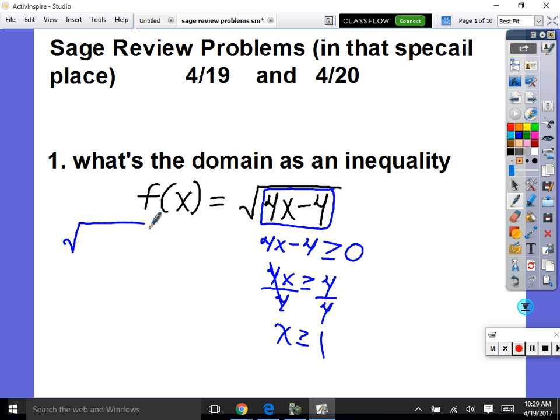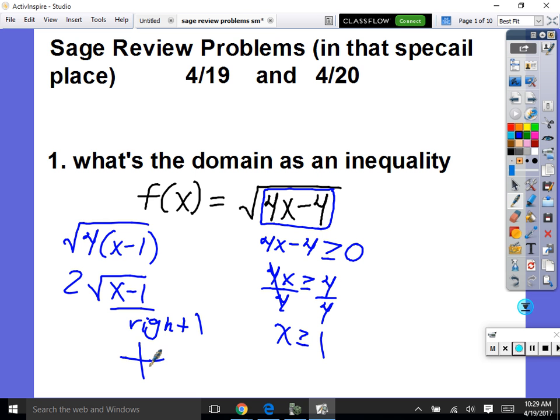Wouldn't we factor out a 4? Left would be x minus 1, correct? You guys see what I did there? So that's 2 square roots of x minus 1. So it shifted right 1, technically. So then it would be a square root like this, so 1 to infinity. So x value is greater than or equal to 1.